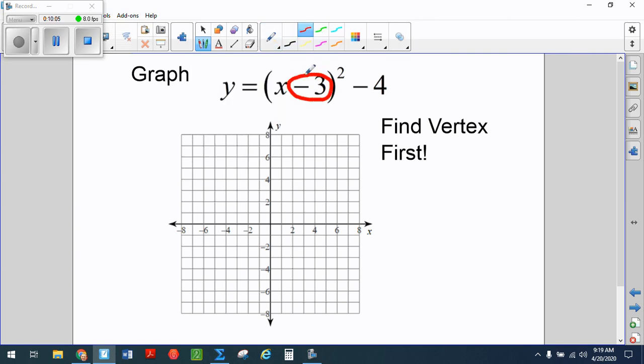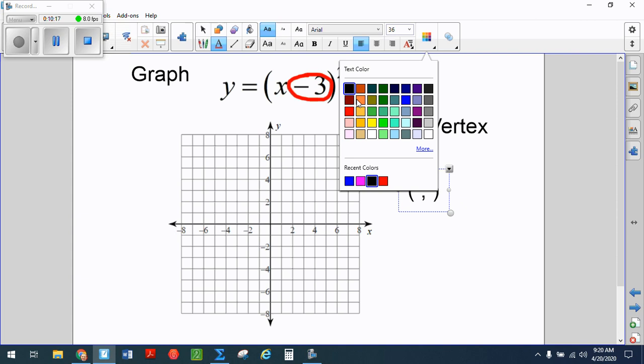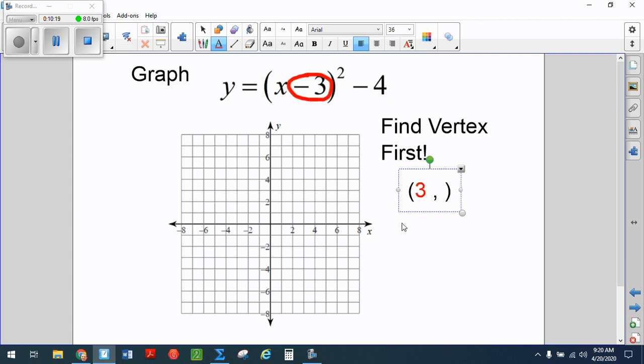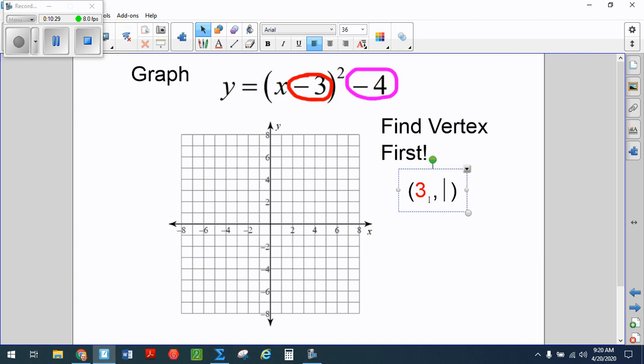So this minus 3 on the inside is going to tell me that the x-coordinate of my vertex is going to be positive 3. Okay, I have a negative 4 on the outside. The minus 4 on the outside tells me that I'm going to move my graph down 4 units.